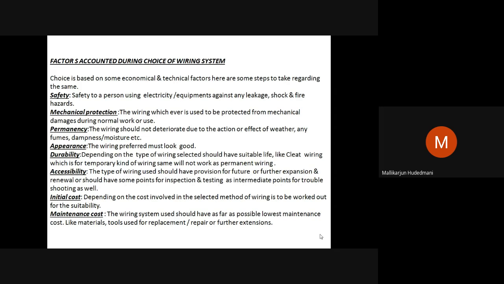Equipment should not get any shock or damage. For that, I should use the proper class of equipment and the proper class of wiring. Safety is my first choice. Then mechanical protection.